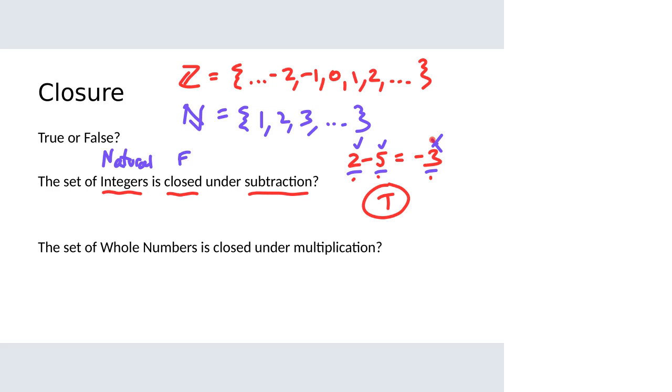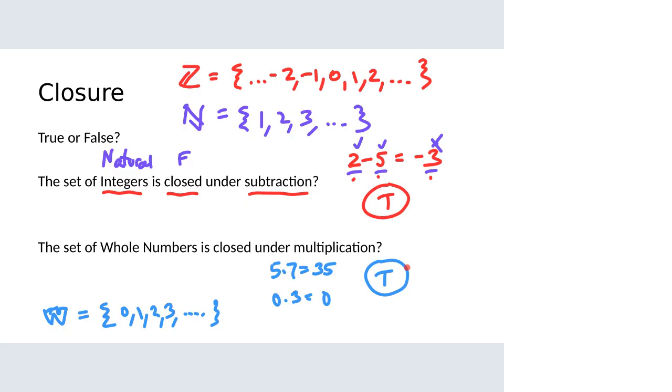At the bottom, the set of whole numbers is closed under multiplication. Well, just like before, we better make sure we know what whole numbers are. Whole numbers are the natural numbers plus 0. So that's 0, 1, 2, 3, and that goes on forever. And the set of whole numbers is closed under multiplication. If I multiply any 2 of those, we get a whole number back. I don't know, 5 times 7, that gave me a whole number. Okay, let's put some pressure on this and try that 0. 0 times 3, oh, 0 is a whole number though, so that's okay. Yeah, the set of whole numbers is going to be closed under multiplication.